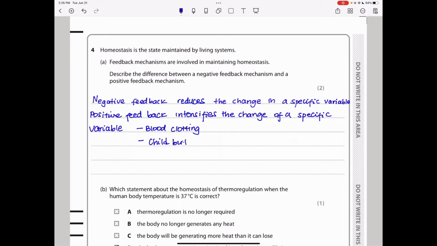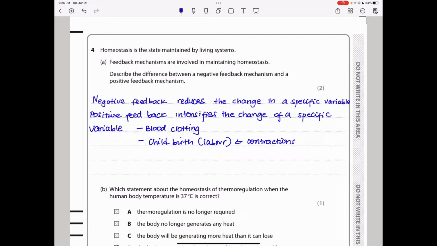I'll say labor. During labor in childbirth, when this occurs, of course, the contractions are going to be intensified, and that means, of course, that is going to be positive feedback. So those are the 2 examples of positive feedback.